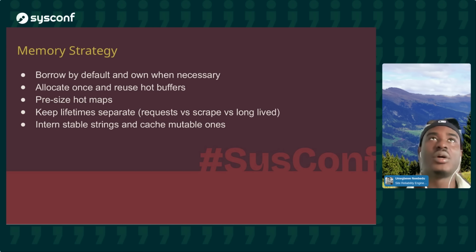So, looking at all of this from a high level, I decided to adopt a memory strategy to resolve all of these issues. One part of the memory strategy is to borrow by default and own when necessary. If something is already on the heap, just borrow it without having to recreate it, right? We allocate once and reuse hot buffers instead of allocating so many times. We also presize hot maps, right?